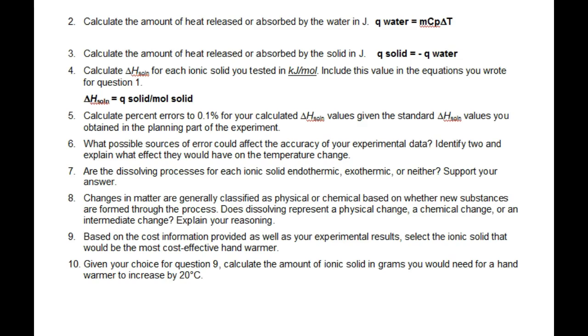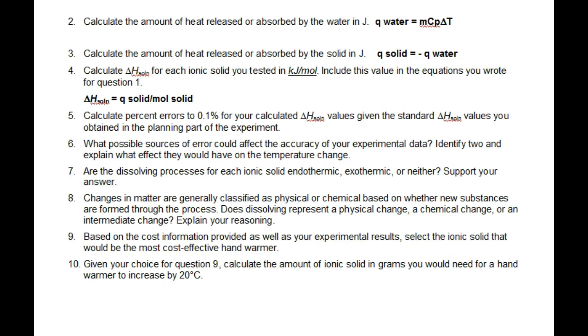Number 9, based on the cost information provided as well as your experimental results, select the ionic solid that would be the most cost-effective hand warmer. So again, you've got your cost data, and based on your data, which one gives you the best bang for your buck. Number 10, based on that information in number 9, calculate how much of the ionic solid you would need for a hand warmer to increase by 20 degrees.